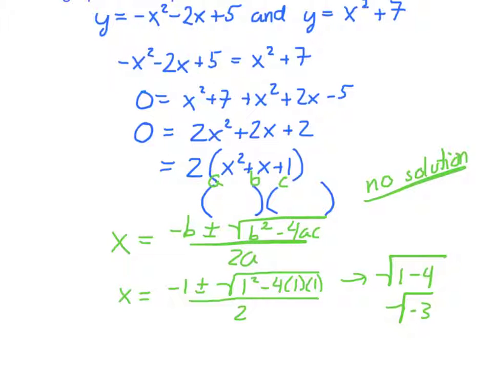And if you don't believe me, you can always graph, and graphing would work. Graphing would show you that our two original equations, which are both parabolas, do not touch. So this is an example of two equations that are missing each other. There are no points of intersection, and that's fine. It's completely possible and plausible. So don't be surprised when you get no solution for an answer.